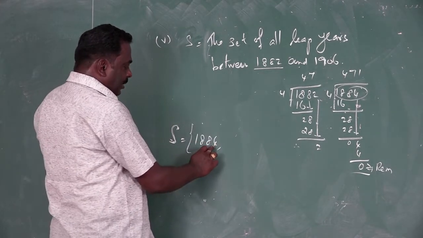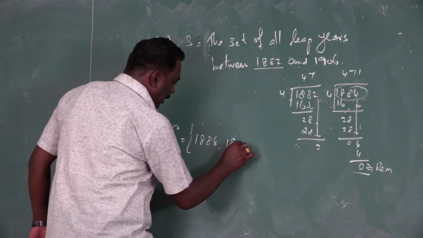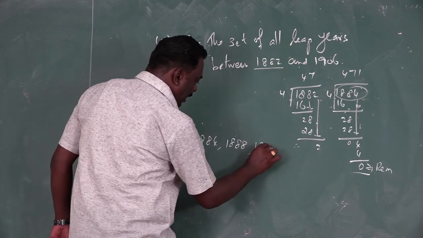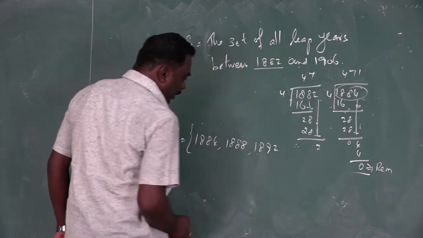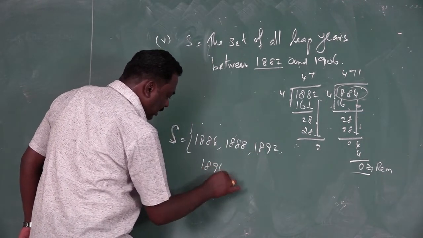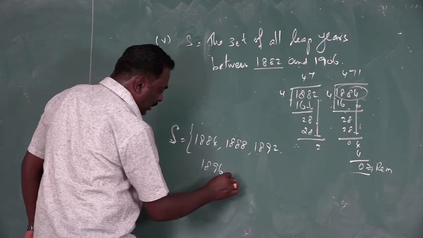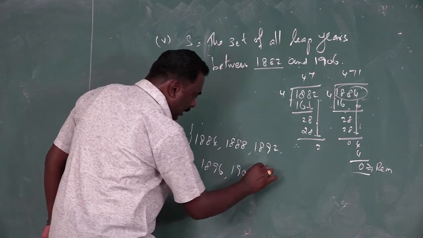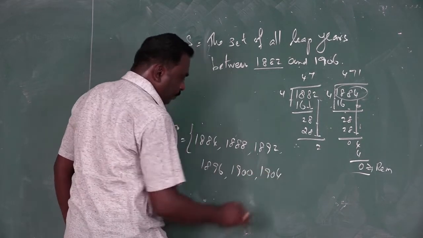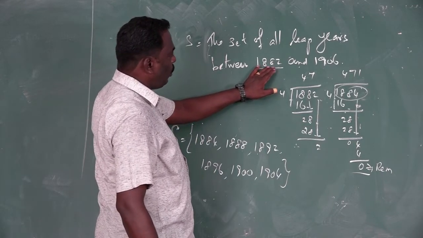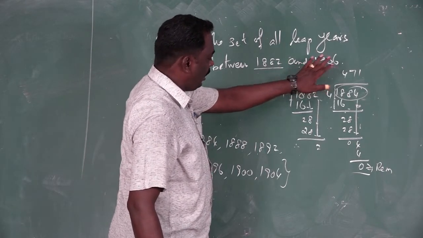Just add 4 to this year, 1888. Then add 4 to this year, 1892. And then add 4 to this year, 1896. Add 4 to this year, 1900, and then 1904. Therefore, between the interval of 1882 and 1906.